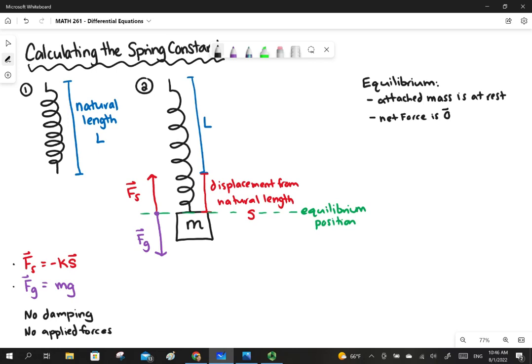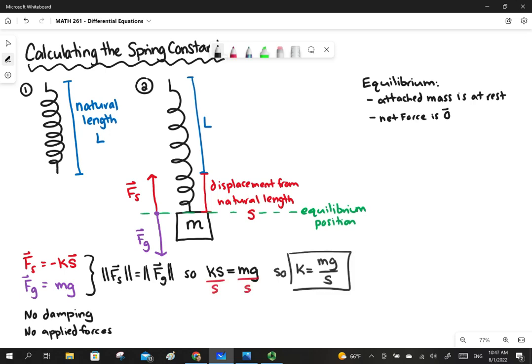And since the net force is zero, the magnitudes of the two forces must be equal. So K times S must equal mg. This lets us easily calculate the spring constant as K equals mg over S, where m is the attached mass and S is the stretch past natural length at equilibrium.